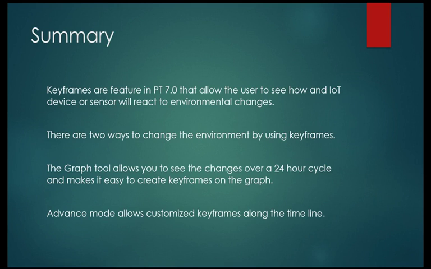Keyframes are features in Packet Tracer 7.0 that allow the user to see how an IoT device or sensor will react to the environmental changes. There are two ways to change the environment by using keyframes. The Graph tool allows you to see the changes over a 24-hour cycle and makes it easy to create keyframes on the graph. Advanced mode allows customized keyframes along the timeline.